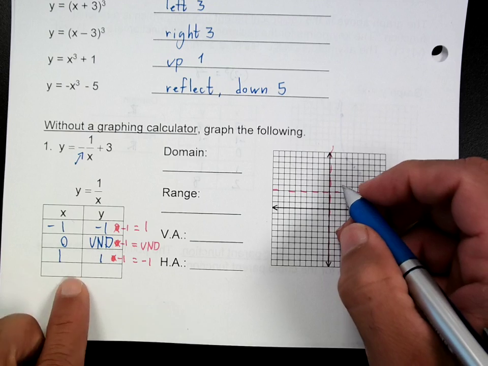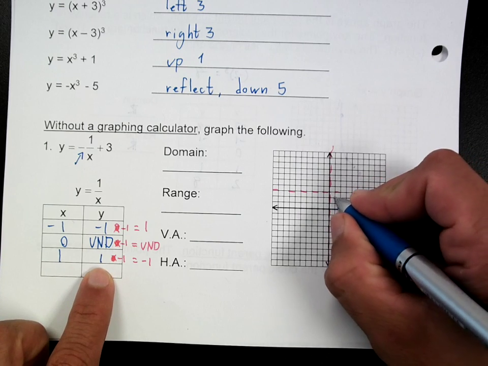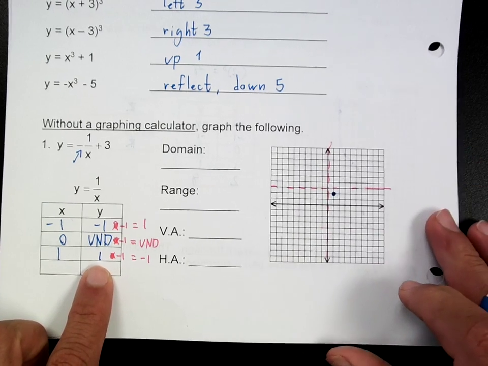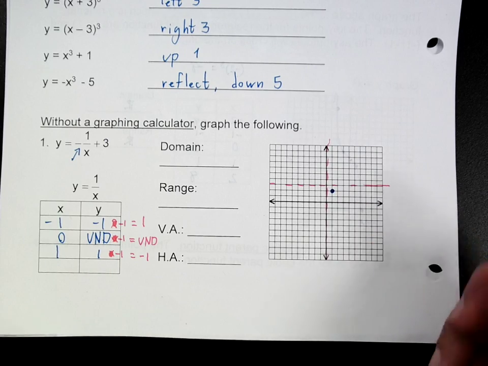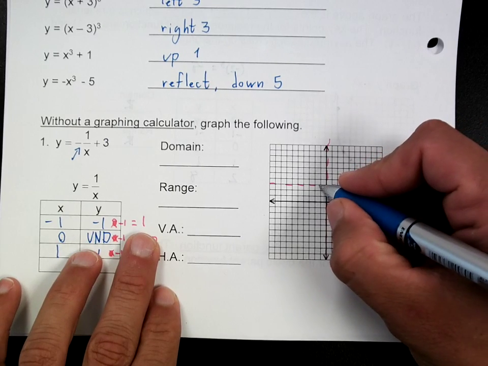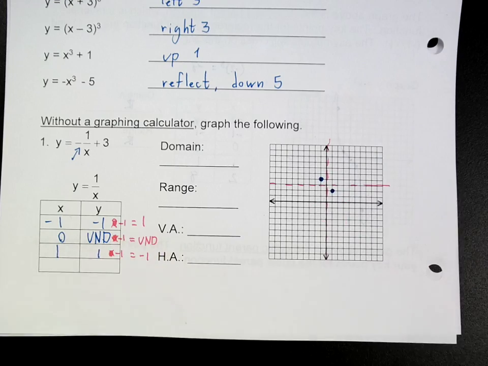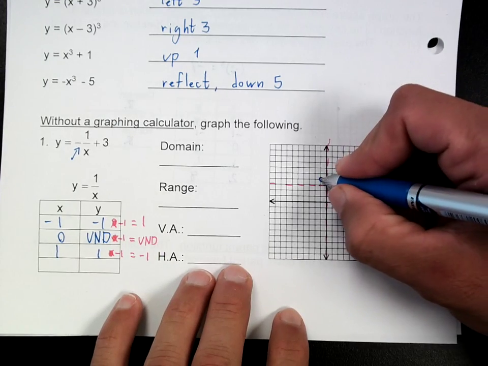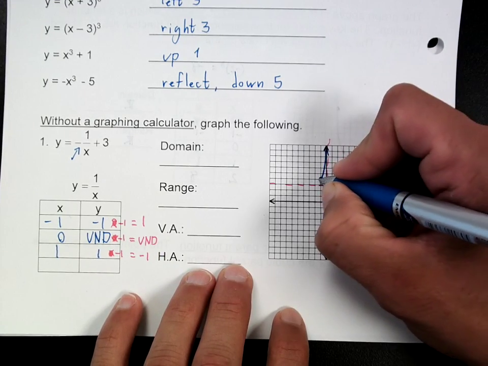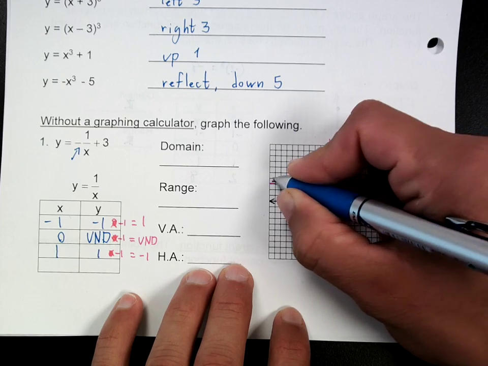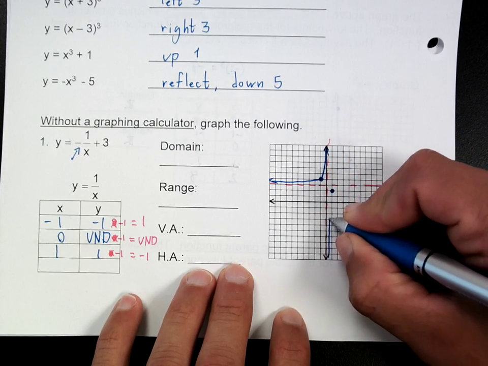So in this one we have 1, negative 1. So 1, negative 1 is right here. Right? Assuming that's the origin. Then we have negative 1, positive 1. So negative 1, positive 1, right there. And then you just get really, really close to those asymptotes. Don't cross them. Don't go through them. Just get really close to them.